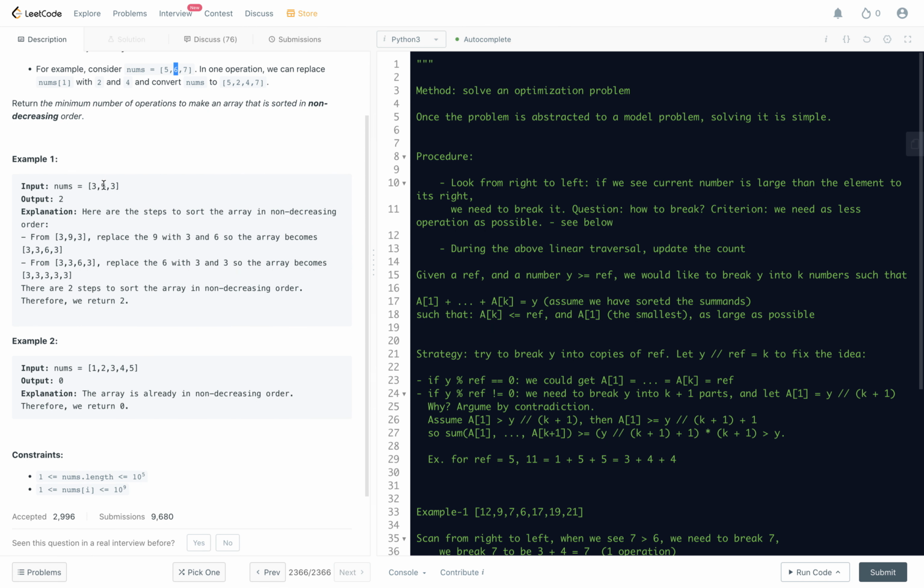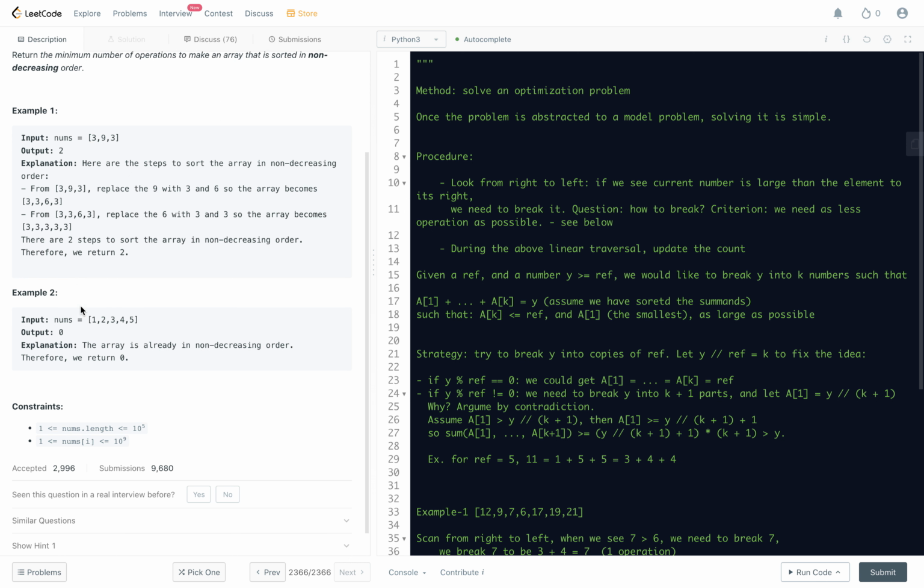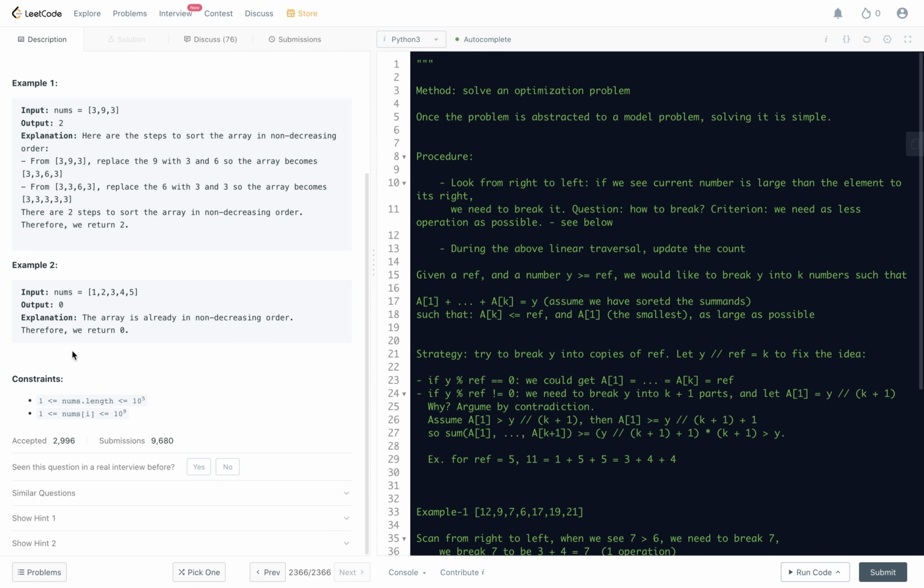In example 1, we break 9 into 3 copies of 3. So the total number of operations needed is 3 minus 1, that is 2. And in example 2, the array is already in sorted order, so the return is 0.